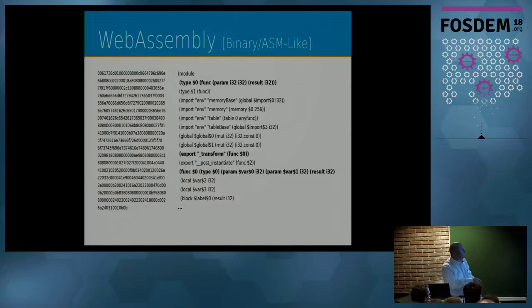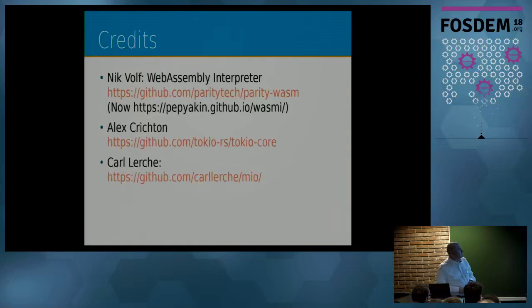So the credits: the implementation prototype I did is based on the WebAssembly interpreter done by Nick Wolf, formerly at Parity WASM at GitHub, and this one has been renamed now to wasmi interpreter. Alex Crichton for Tokio and Carl Lerche for Mio. These are the three important modules my prototype is based on, just as a proof of concept.